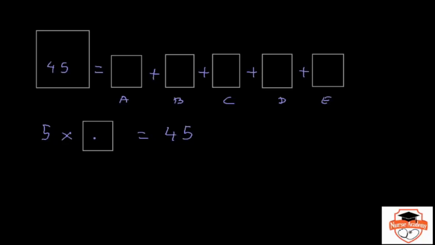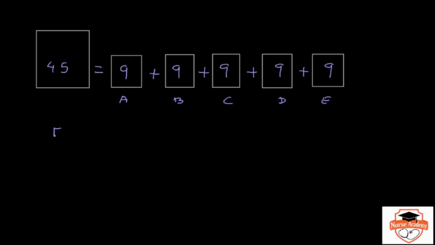And if you know your tables, you'd come to realize this number has to be 9 because 5 times 9 is 45. So each box has got 9 syringes in it. So this is just like saying we have 5 groups of 9 in each group. So that's 5 times 9. Recall that in the multiplication sentence, 5 times 9 is equal to 45.